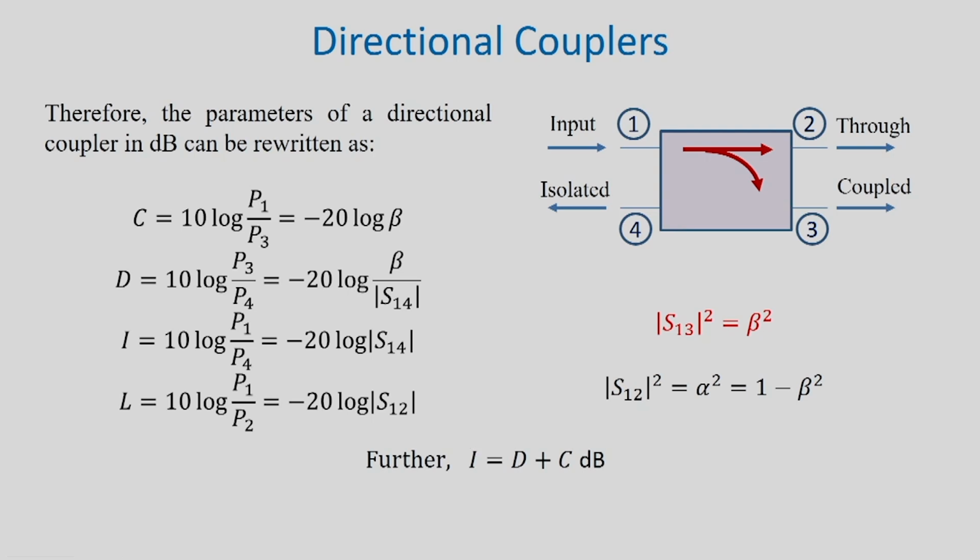We further note that if we add C and D, then we get 10 log P1 by P3 into P3 by P4. So, P3 terms will get cancelled and we will be left with 10 log P1 by P4, which is I, and therefore, I is equal to D plus C in dB. So, we have defined different parameters of a directional coupler.